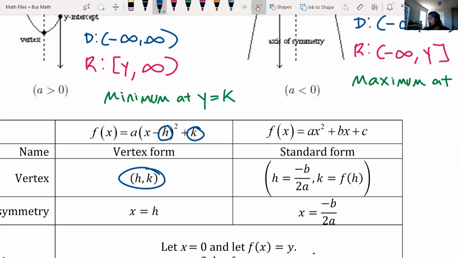Where h, of course, is the x value, and k, of course, is the y value. We just don't label it x and y because we're talking about a certain form, so we want to put a different label on them.